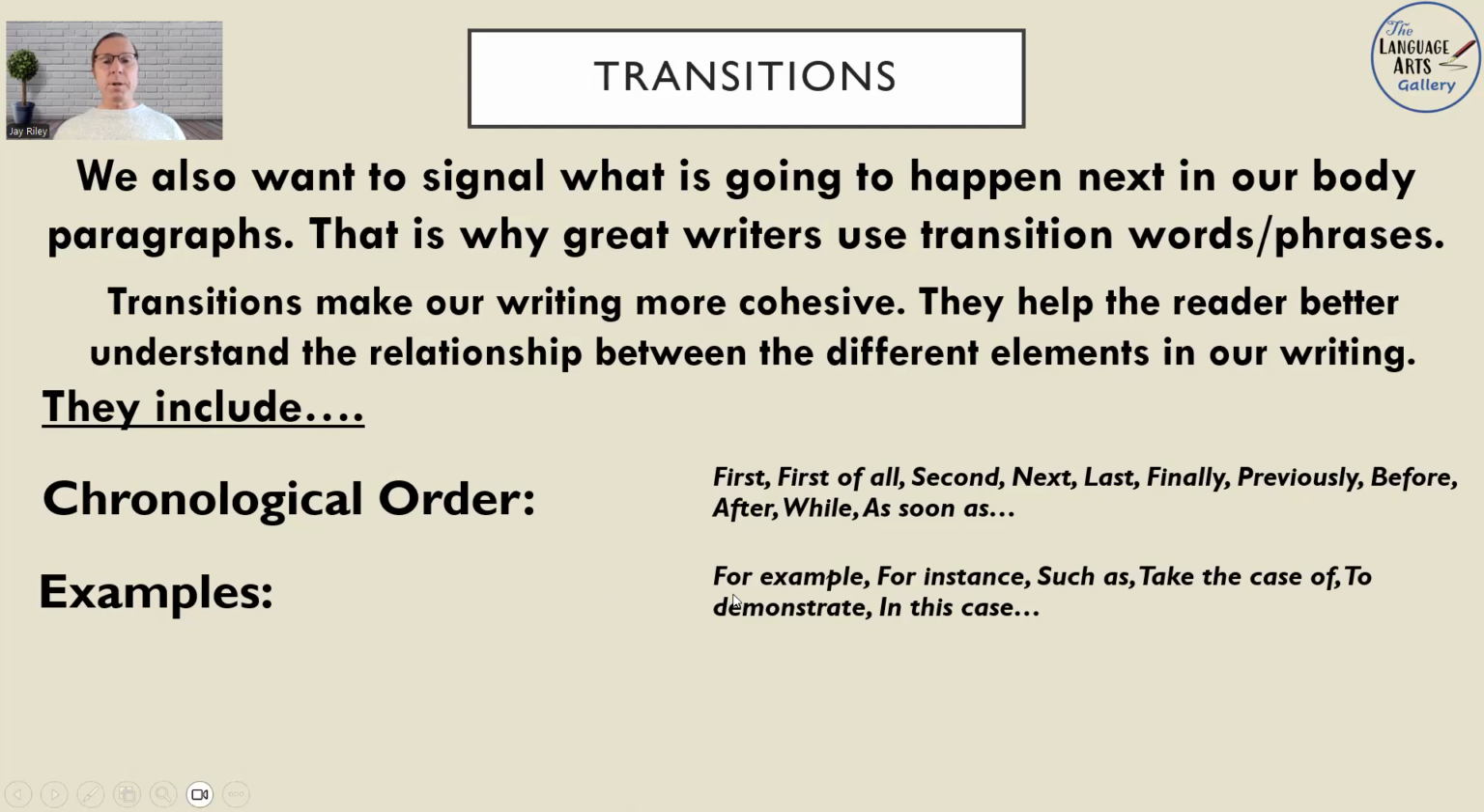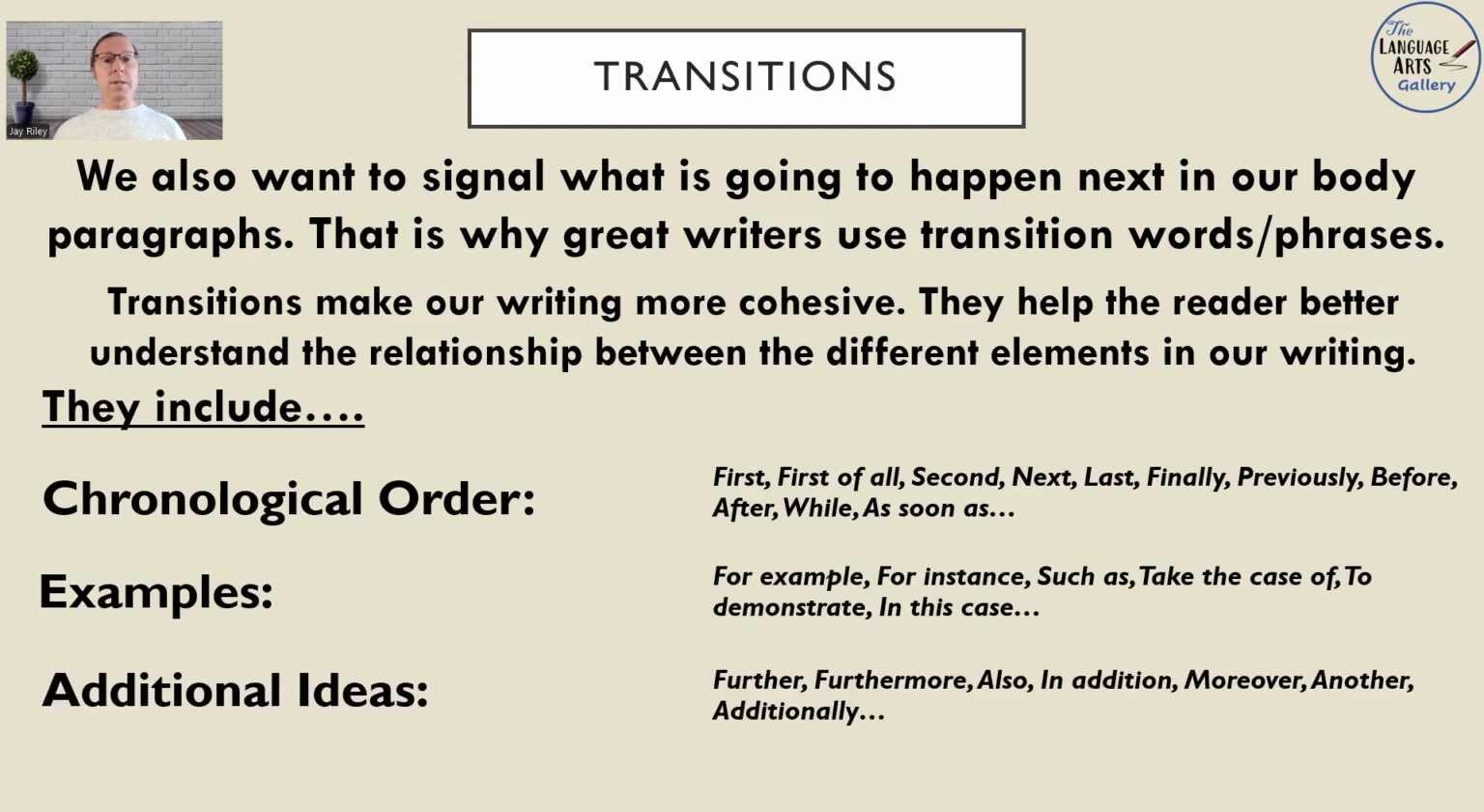When we're giving examples, we can say, for example, or for instance, such as, take the case of. So there are lots of different phrases we can use to let our audience know we're presenting an example. Presenting additional ideas. I think this is really important in academic writing. Further, in addition, moreover, because remember, academic writing is based on arguments. We don't want to just mention one thing. We want to give additional ideas.